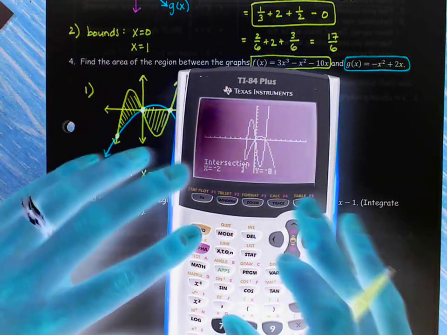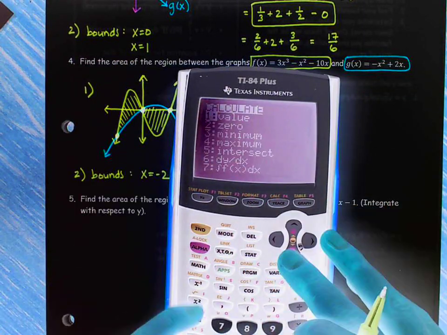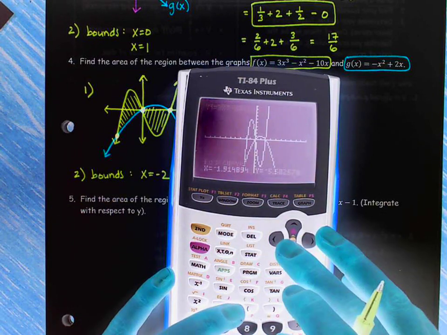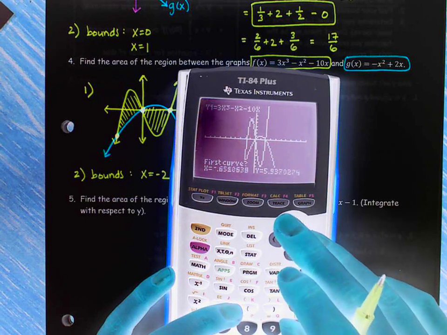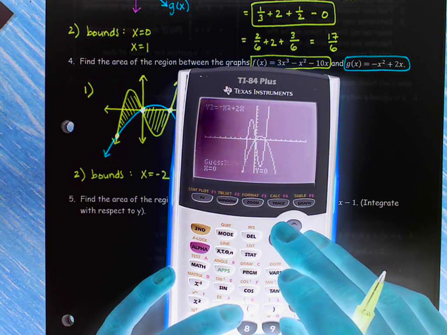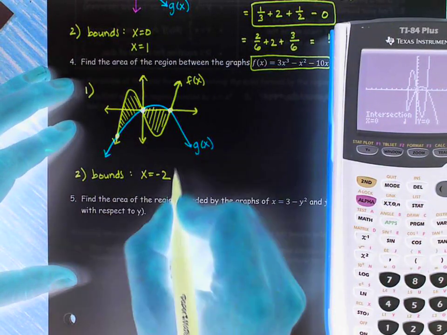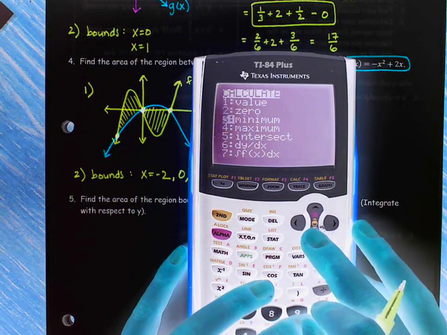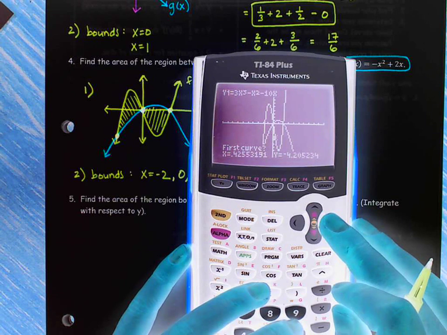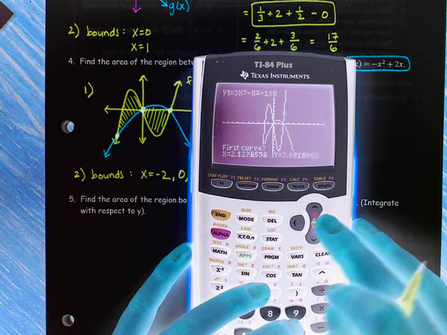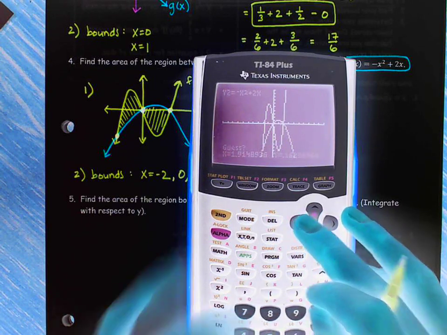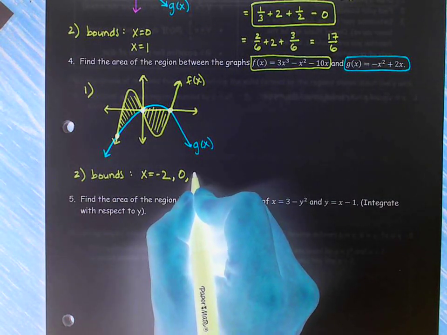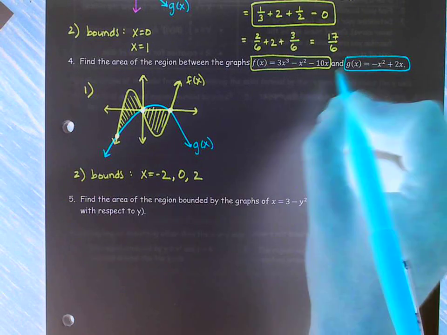I'll do it again. And I believe it's going to be at 0 because we talked about how they both go through the origin. 0, and then my last one over here, and 2. How nice.